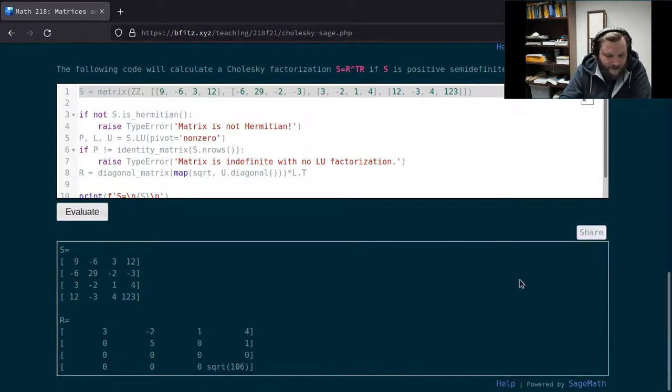And if I scroll down to my result, I see that this matrix S is real symmetric, and it does have an R here. So this does factor as R transpose times R. And this R is upper triangular with a non-negative diagonal. And so this S is positive semi-definite because it has a Cholesky factorization.